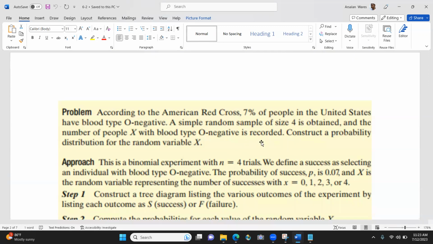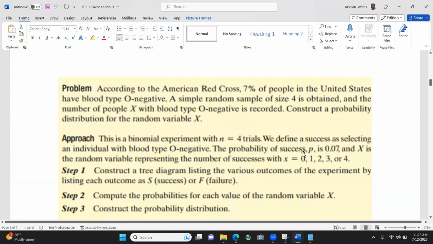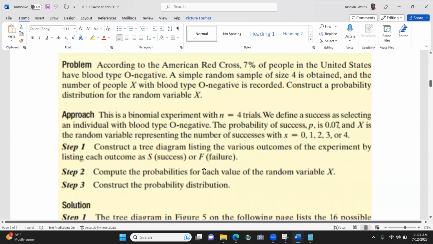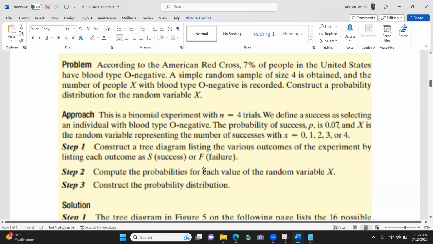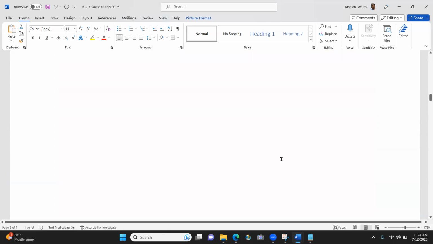So basically what they're telling us is that the probability that somebody has O negative blood type is 7% or 0.07. And if you get four people, they could all be O negative, only three, only two, only one, or none. So that's what they're talking about. They want us to do a tree diagram. Since you would either have somebody with O negative blood type or not, we are going to just call it success and failure.